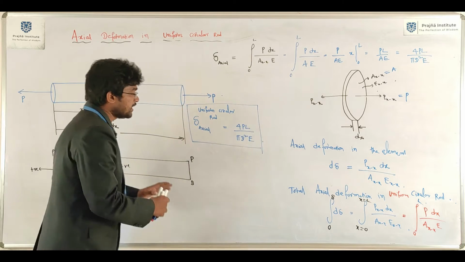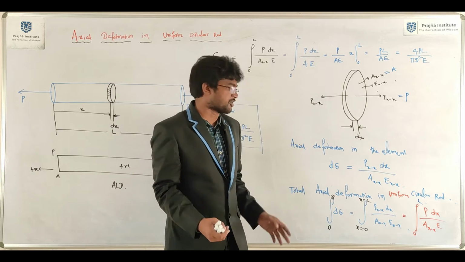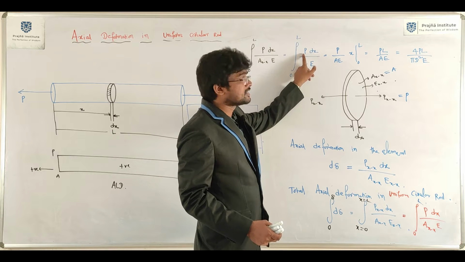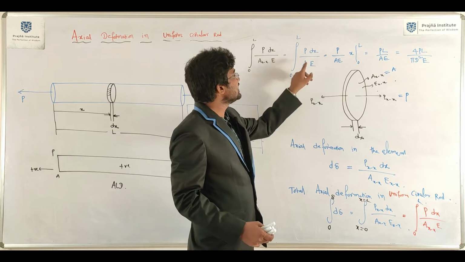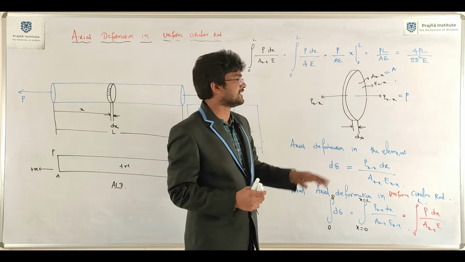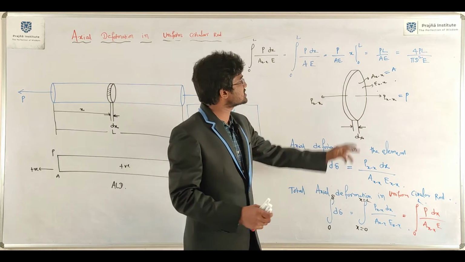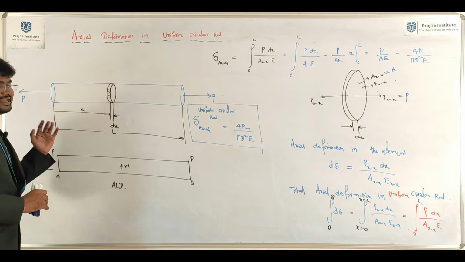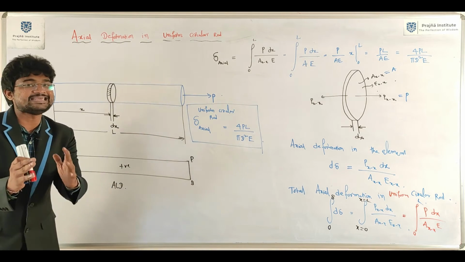Finally, we need to calculate total axial deformation in the rod. That is why we are integrating from x equal to 0 to x equal to L. P is constant, it is uniform throughout the bar, from the axial loading diagram. P dx by area of cross section, also uniform here. AE is constant, so P by AE is taken out. So you need to integrate dx, you will get PL by A. Just substitute A equal to pi d square by 4. Finally, total axial deformation in a uniform circular rod is nothing but 4PL by pi d square E.